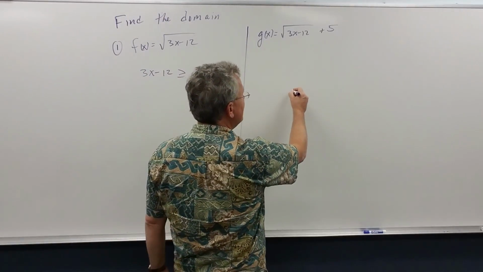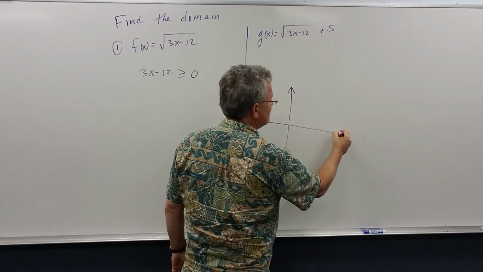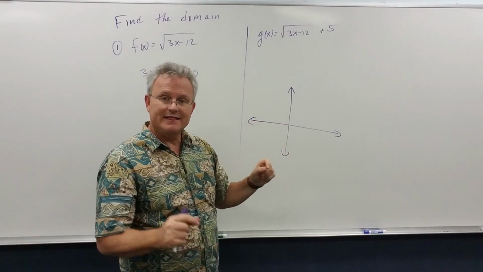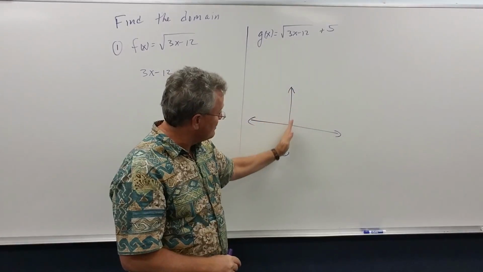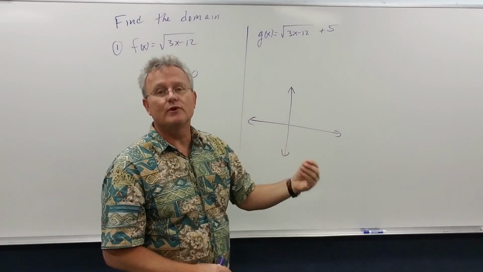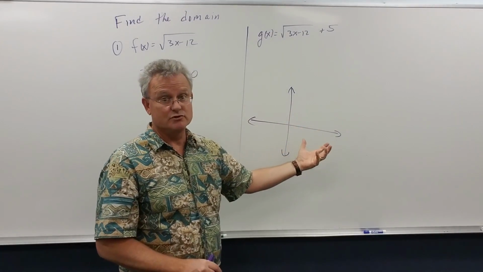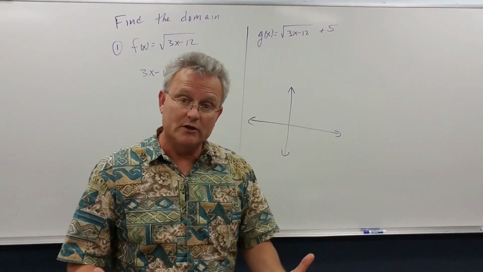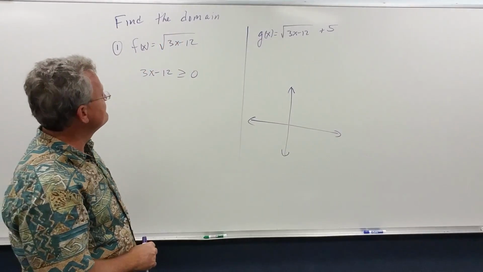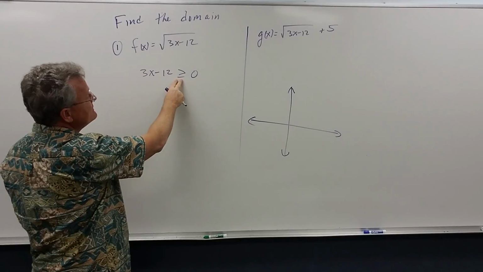Why? Because the Cartesian plane is created by intersecting a real number line, and that keyword is real, the y-axis, at a 90-degree angle with another real number line, the x-axis, and imaginary numbers don't show up because we're looking at two real number lines. So that's why we don't want imaginary numbers, or we don't want this to be negative. So we set it greater than or equal to 0.